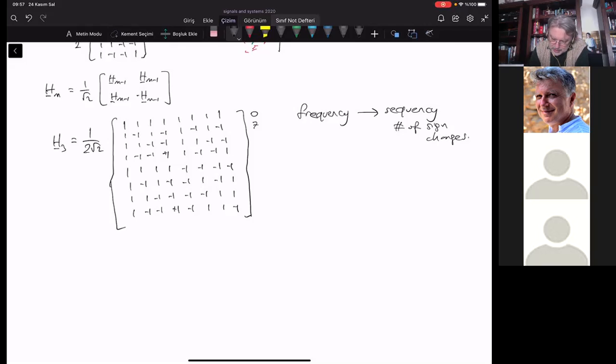And the next one is 1, 2, 3 sign changes. And the next one is 1, 2, 3, 4. The other one is 1. The next one is 1, 2, 3, 4, 5, 6. That's also a lot. And then we have 1, 2 sign changes, and then we have 1, 2, 3, 4, 5 sign changes. So these are the sign changes, and we should better shuffle these rows to their correct positions.